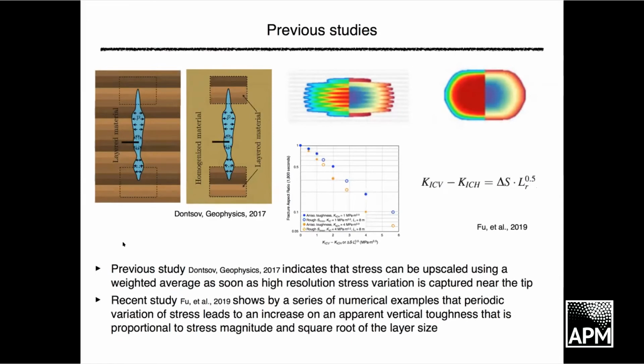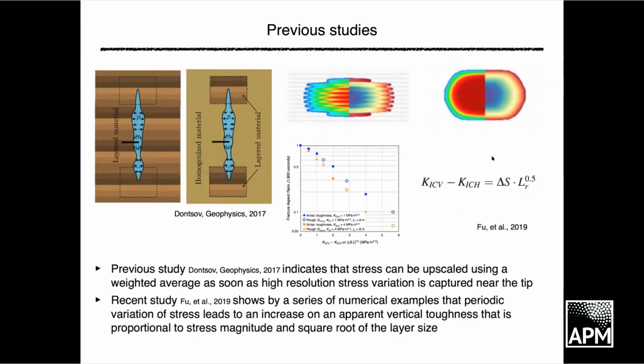Previously, I did something in 2017. I considered a plane strain fracture in a layered material, and essentially said you can upscale stress in the middle of the fracture, but near the tip you still need to do high-resolution modeling of stress. While it's good for a plane strain fracture, if you want to do a planar one, it's not good, because you still need to solve this near-tip problem numerically, which is slow.